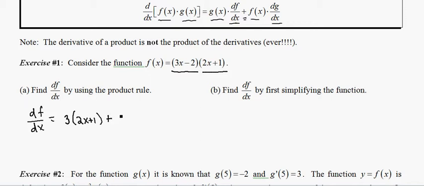Plus, now we'll take the derivative of the second function, which is 2, and we'll multiply it by the first function, 3x minus 2. That's it. That's the whole product rule. Everything after this is just elementary algebra, which we can easily do by just sort of cleaning this up, right? We can distribute the 3, distribute the 2, and obviously we'll have a final derivative of 12x minus 1.